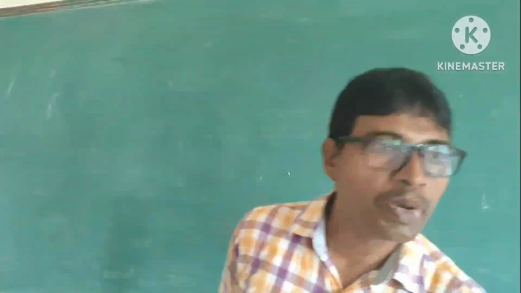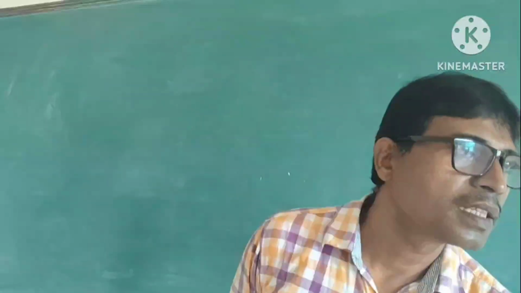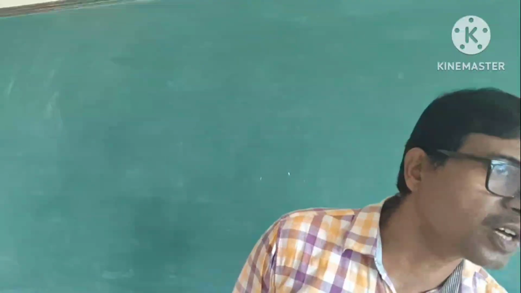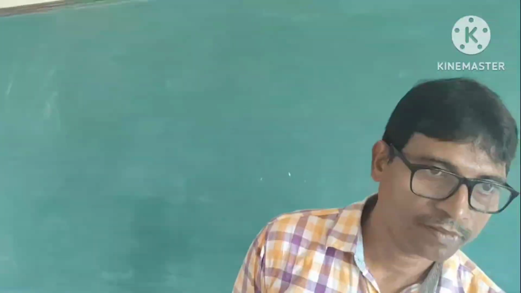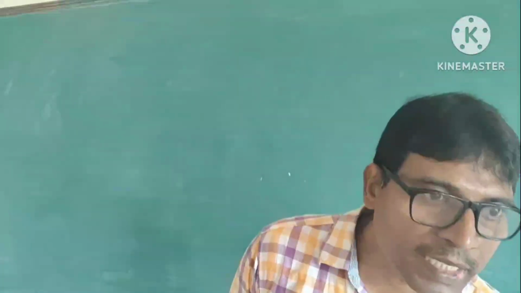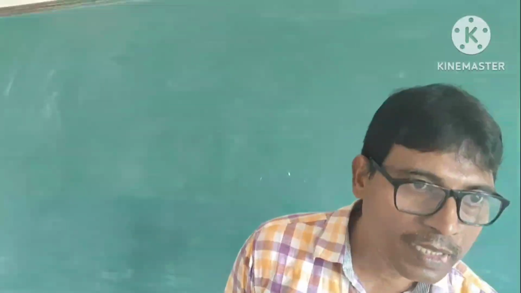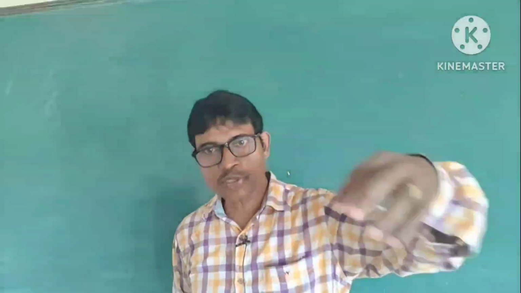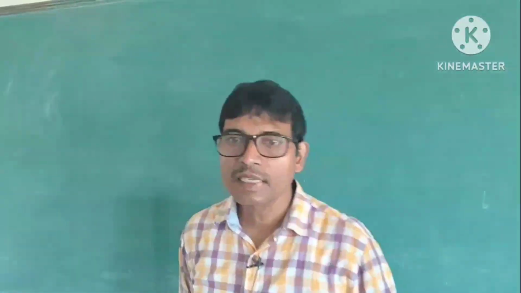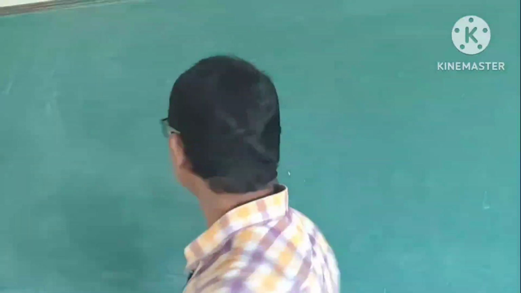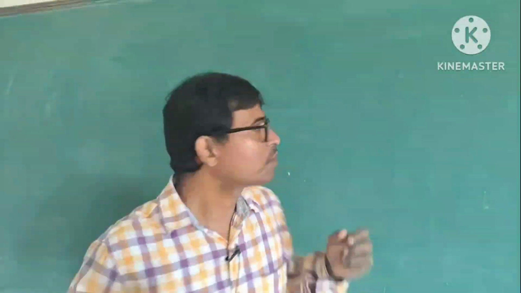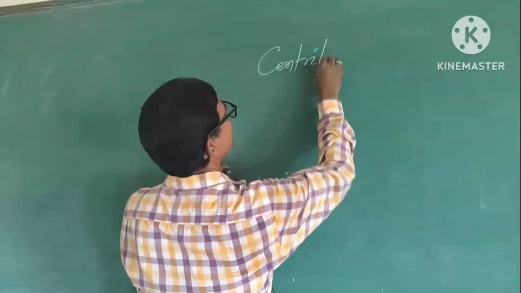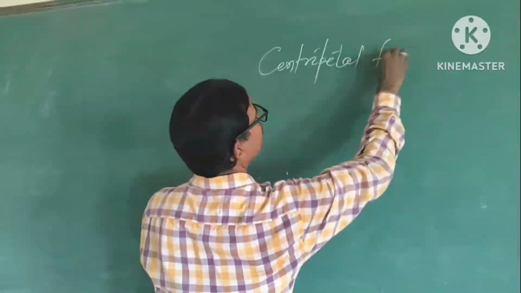When velocity changes, there is an acceleration. That acceleration moves towards the center and acts along the radius. That acceleration is known as centripetal acceleration, and the force acting on it is known as centripetal force. From Newton's second law of motion, the first one is centripetal force.